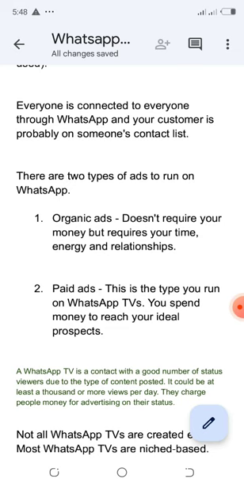These people are scattered everywhere. The best way to find them is to ask. Just ask on your status: please, do you know any WhatsApp TV, or anybody who does adverts on WhatsApp, or someone who has up to 1,000 or 2,000 or 5,000 views, depending? And one thing is that these people charge money for advertising.